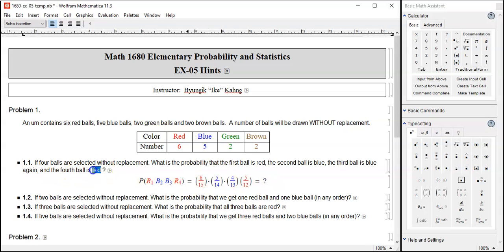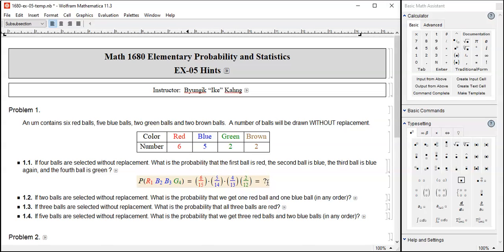What if I change it like this? The fourth ball is green. In that case, this should be green, and then the probability is going to be different here. How many green balls are there to choose from? 2. And the total number of balls, 14, 13, and then 12. So that's going to be the probability.